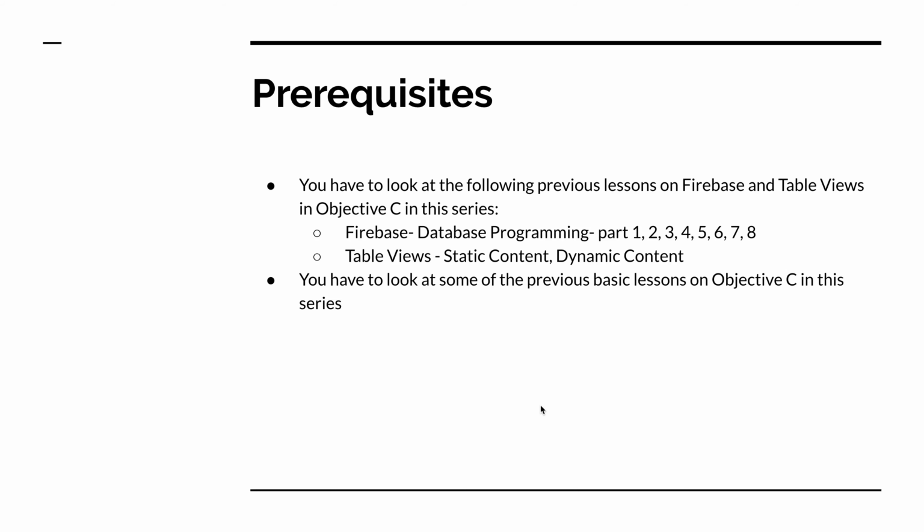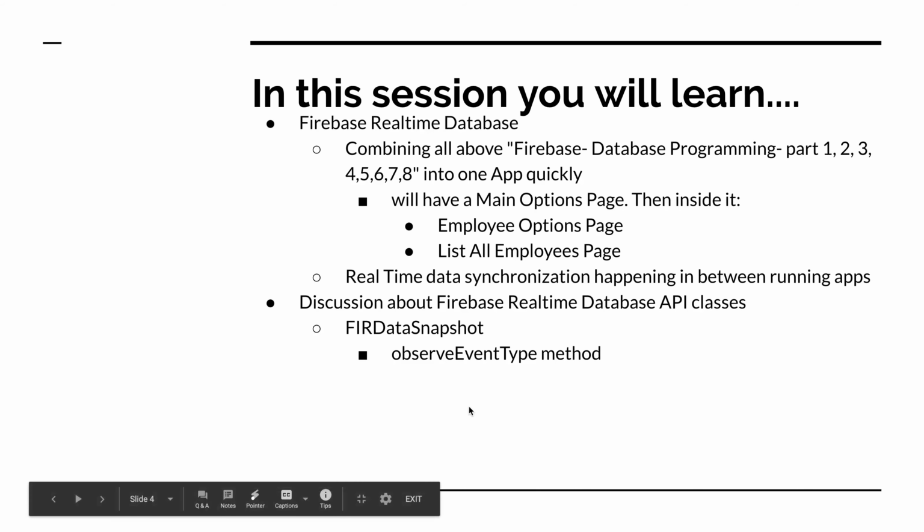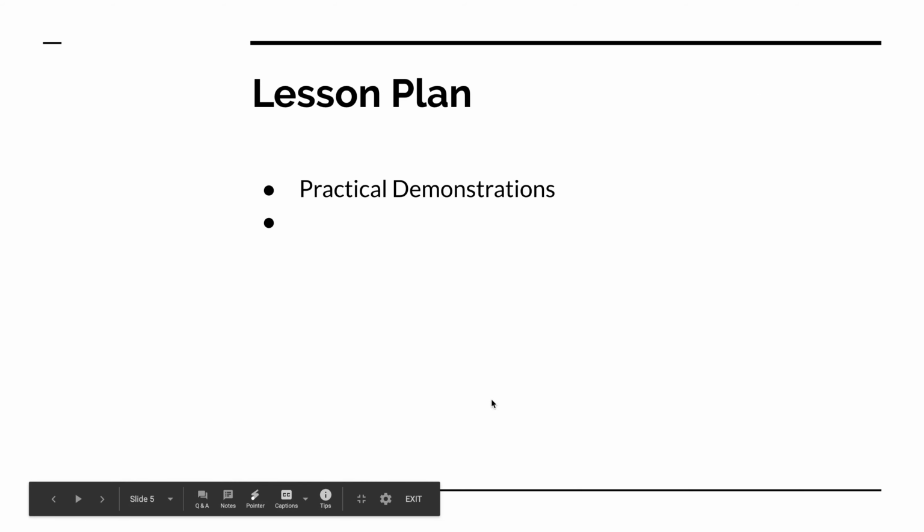You have to look at some of the previous basic lessons on Objective-C in this series. In this session, you will learn combining all the above Firebase database programming part 1 to part 8 into one app quickly. We'll have a main options page. Then inside that we'll have an employee options page and listing all employees. And we will discuss the real-time data synchronization happening in between running apps. And we'll have a small discussion about API classes.